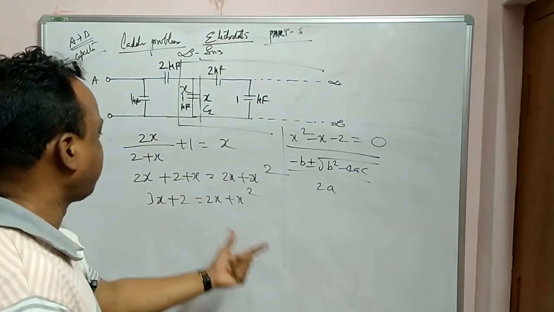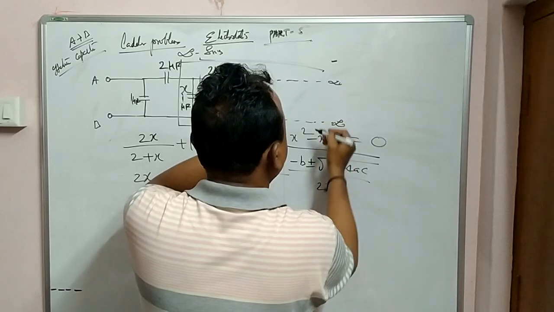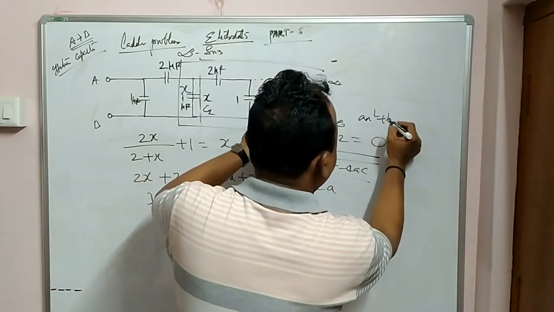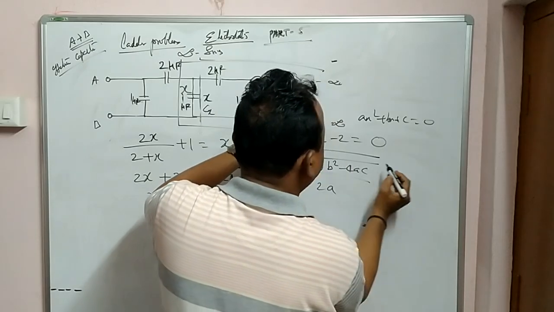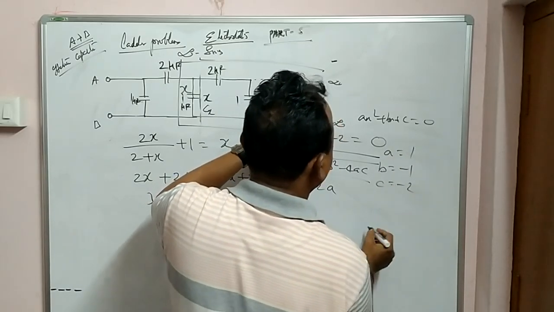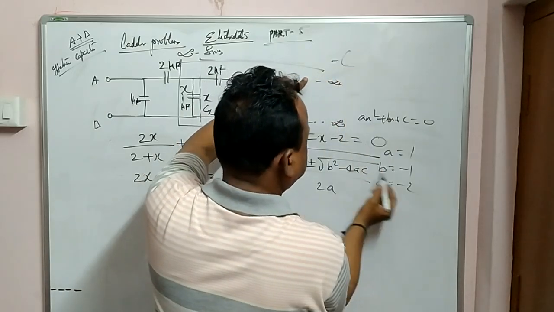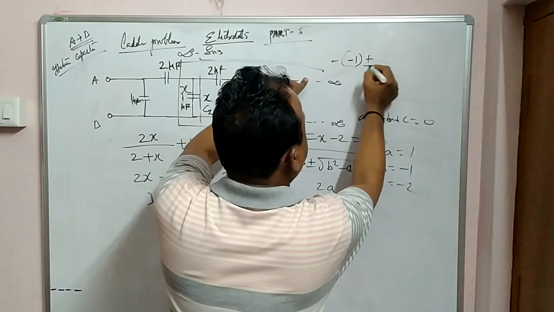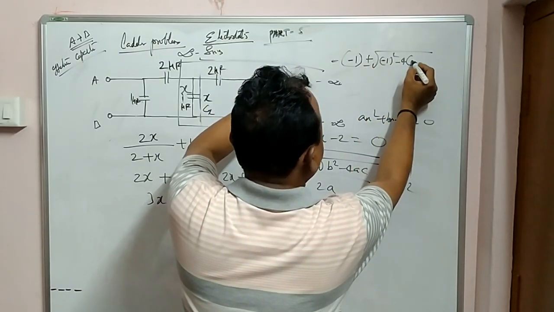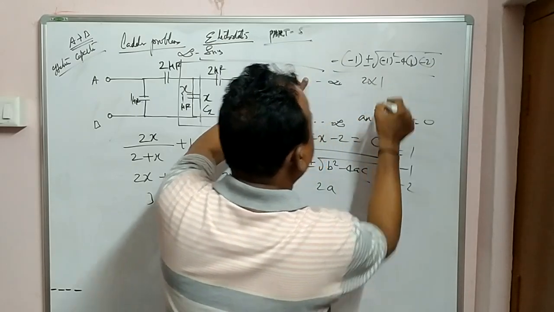So there is a solution for this one. So minus b. What is this in the form of? ax square plus bx plus c is equal to 0. What is the value of a? 1. What is b? Minus 1. c is minus 2. So minus b, what does it become? Minus b, minus 1, plus or minus root over b square minus 4ac by 2a, 2 into 1.